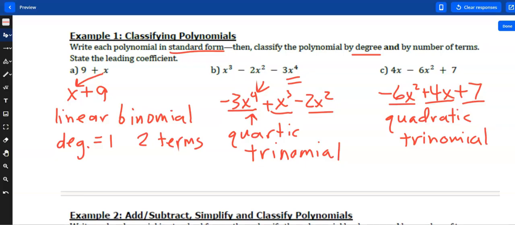I know some kids get quad on a 4-wheeler mixed up, and they think, well, why doesn't 4th degree go with the term quad, like a 4-wheeler that you ride on? And I'm like, I don't know, to be quite honest. But just keep them straight. Quadratic goes with 2, quartic. I think because they mainly wanted the idea of quarter to go with 4.